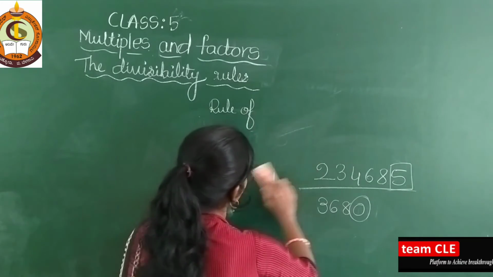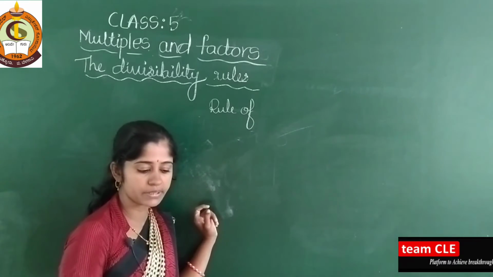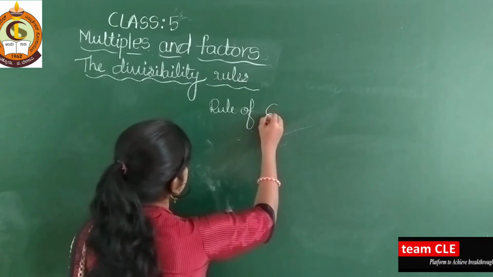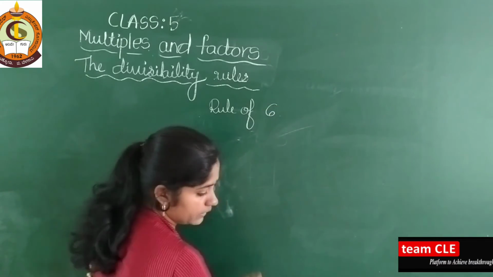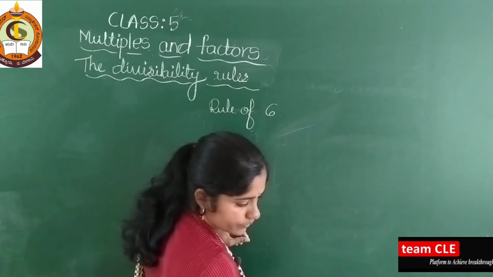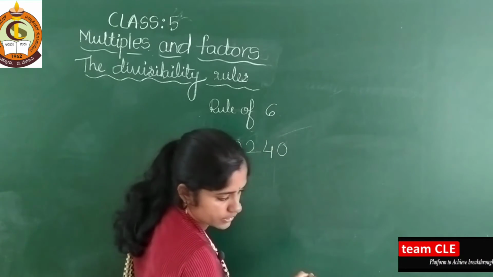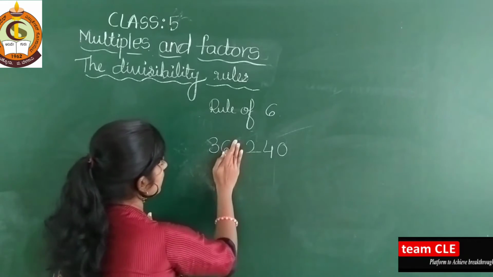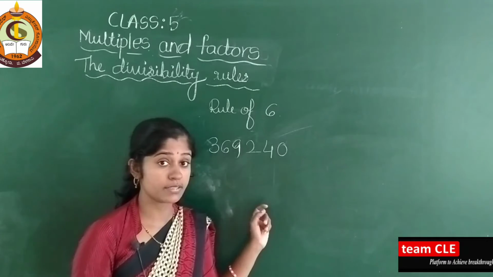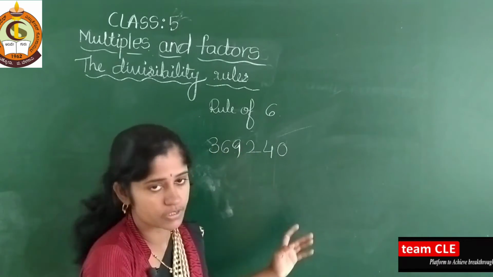The divisibility rule of 6. See here, you have some examples related to this also. So what is this divisibility rule of 6? I will take one example here: 360 and 240, 369 and 240. I have to know whether this number is divisible by 6 or not.